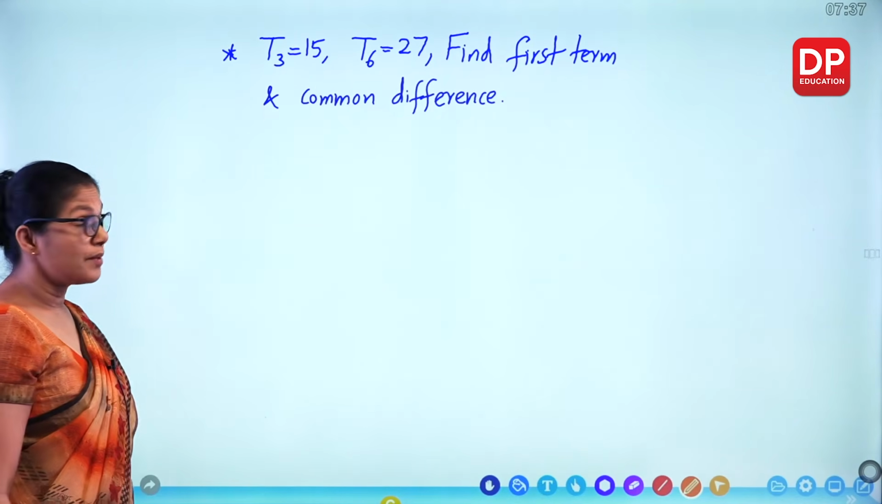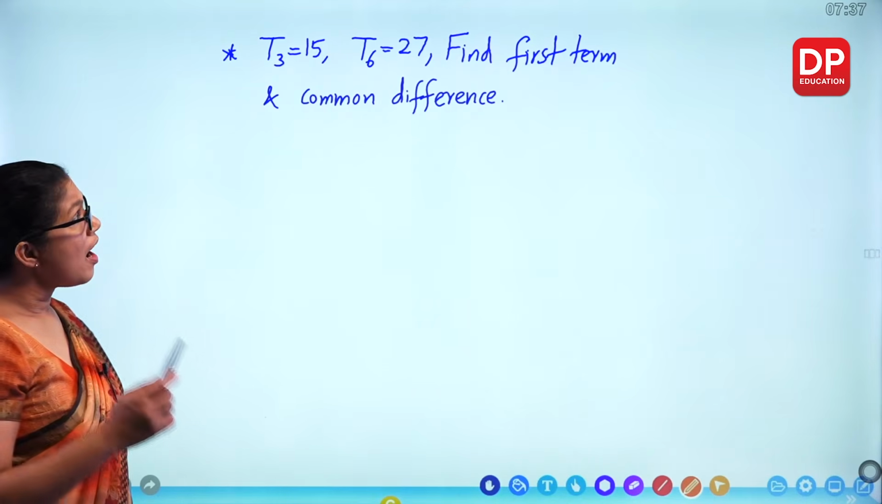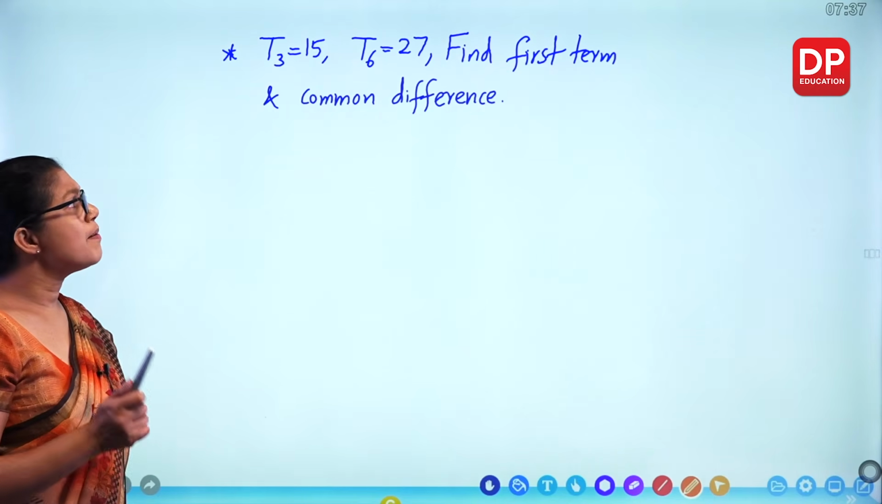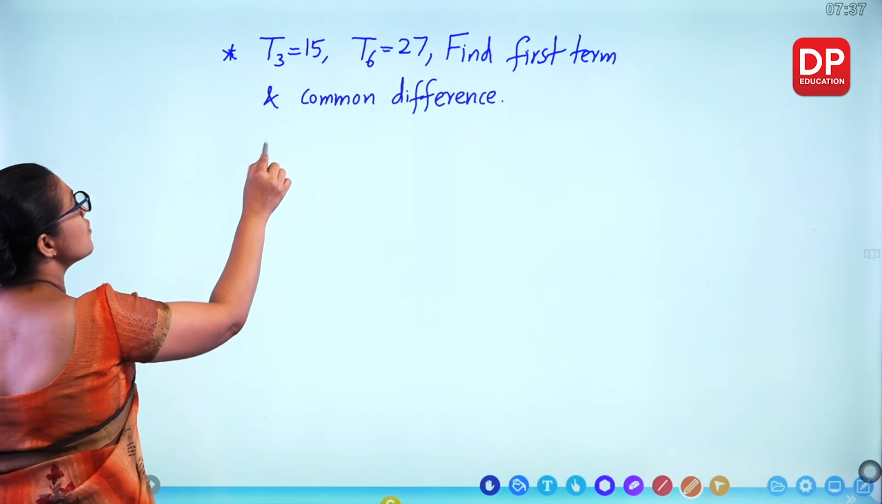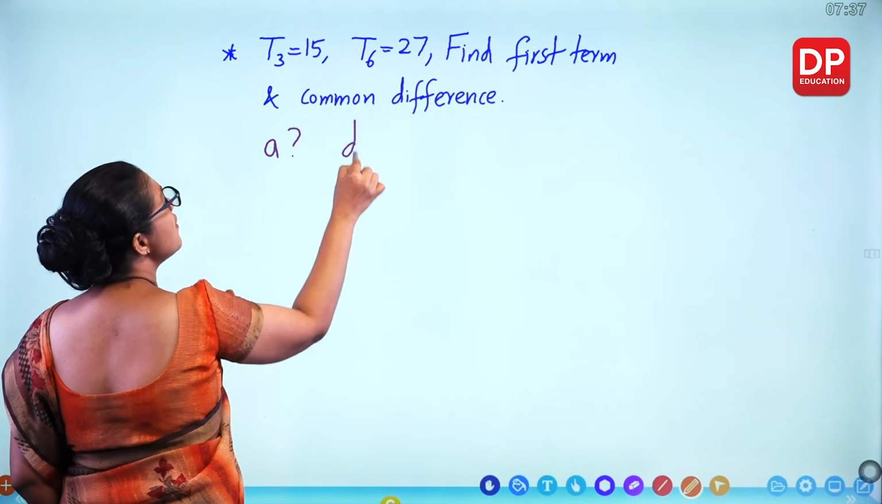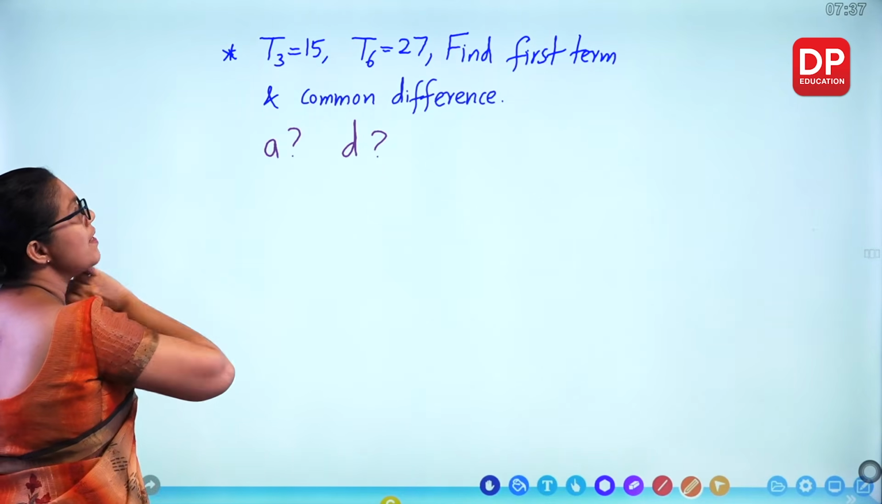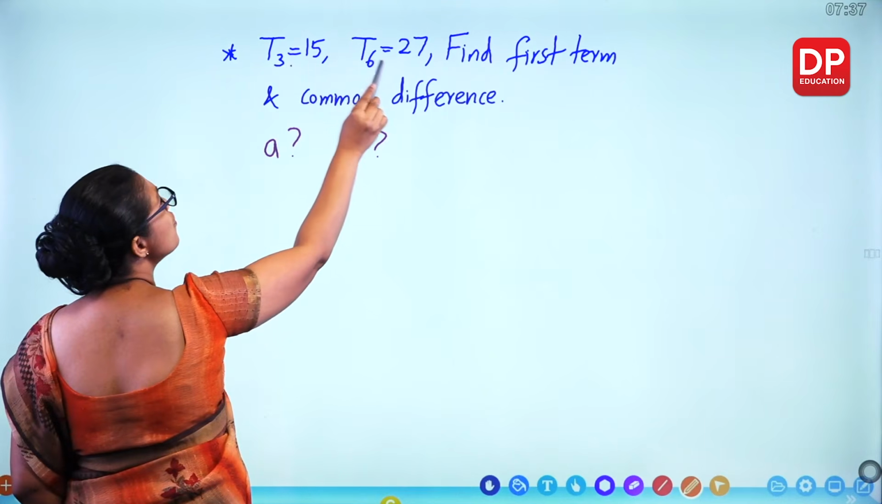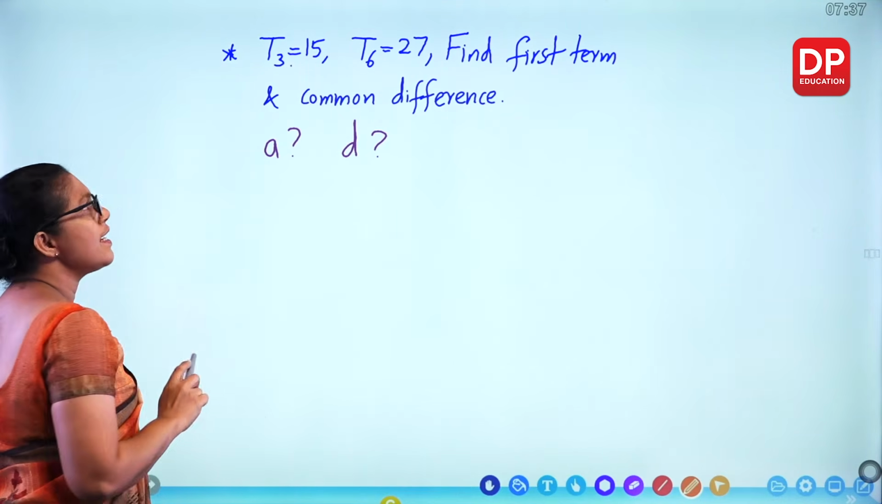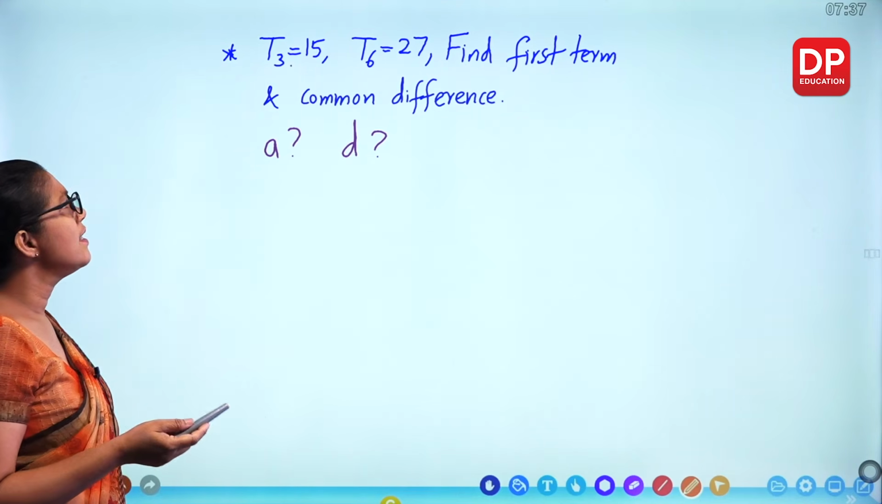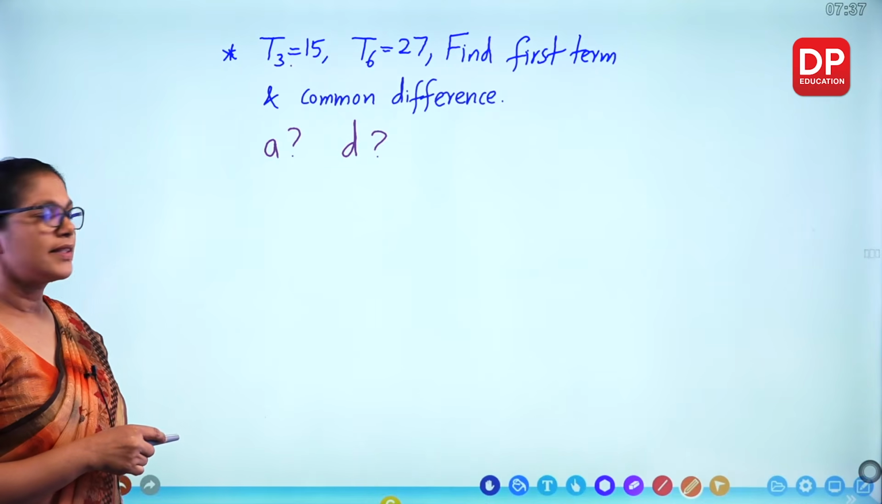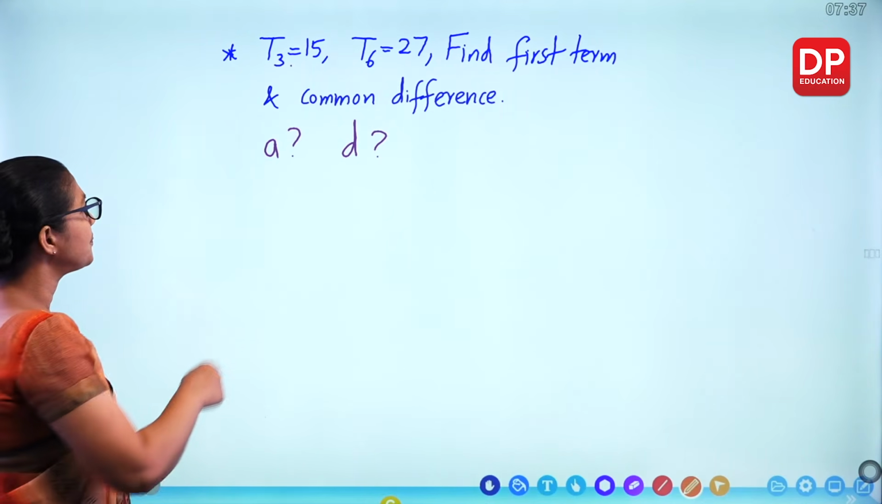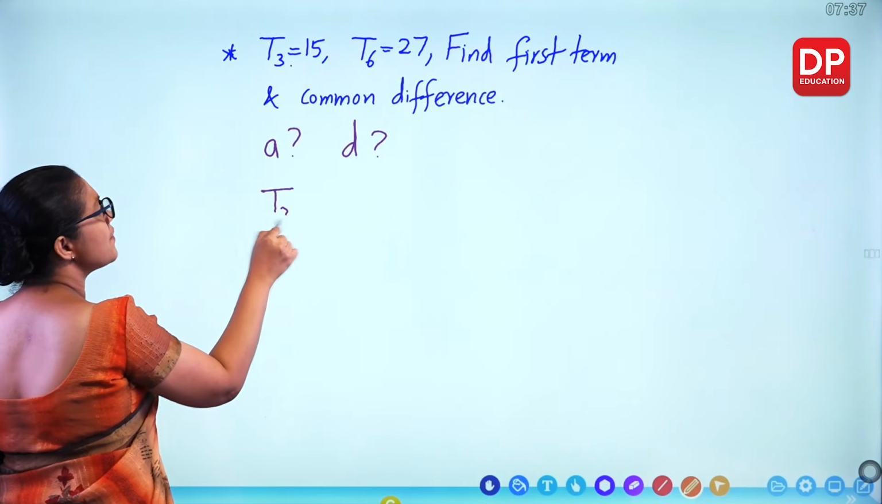Now look at this one. You are asked to find out the first term and the common difference. So we don't know the first term, we don't know the common difference, but you know two terms. T3, that means the third term is given, and the sixth term is given. How can we do that? We'll take the third term.